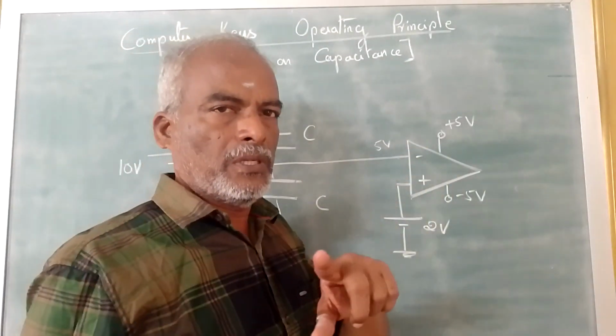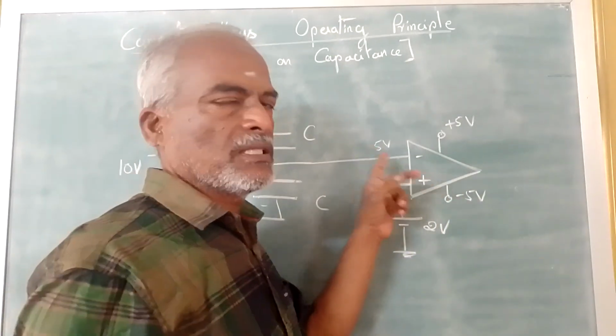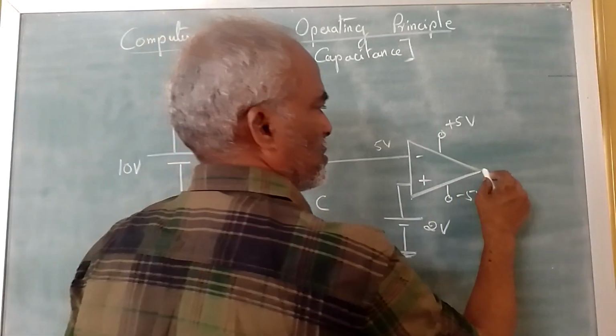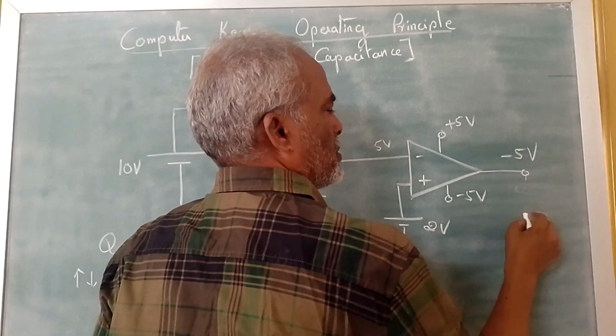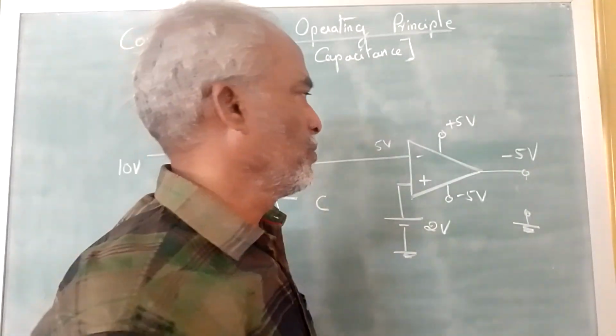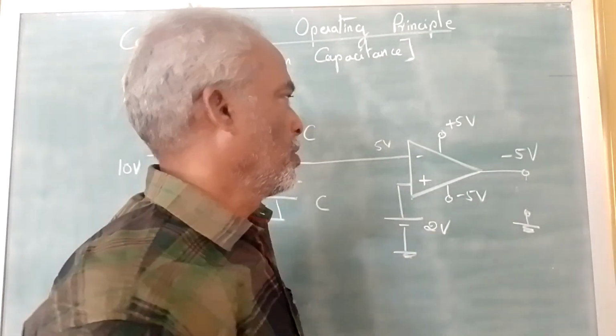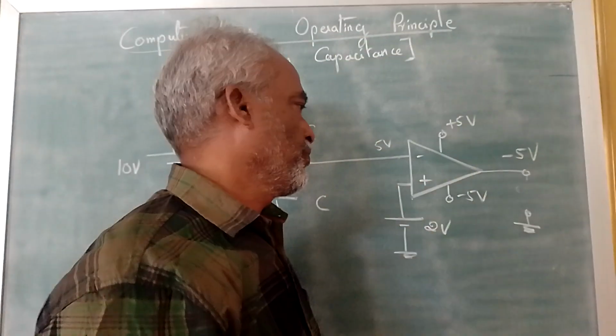The inverting input is greater than the non-inverting input. So since this is high, it will go into negative saturation. Negative saturation means it will be seeing a minus 5 volts with respect to ground. If you connect a voltmeter to these 2 points, it will say minus 5 volts. This is one logic.